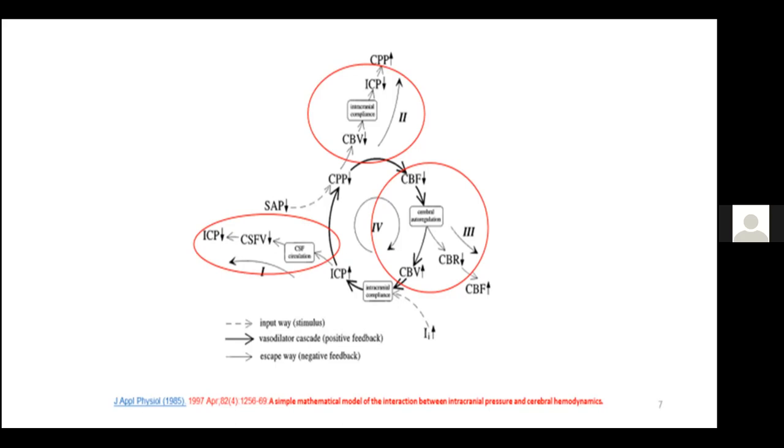Let's start with the first phase. If ICP rises, the first thing that happens is CSF relocation, like CSF moves towards the spinal component. So it decreases the CSF volume, which in turn leads to decreased ICP. That's phase one. The next thing, if the ICP increases, the cerebral perfusion pressure decreases.